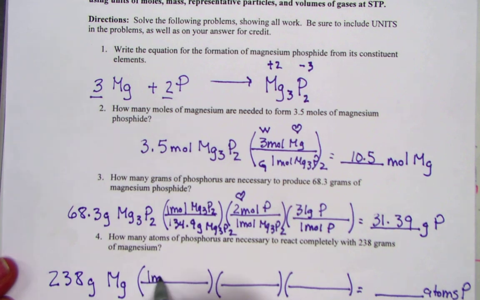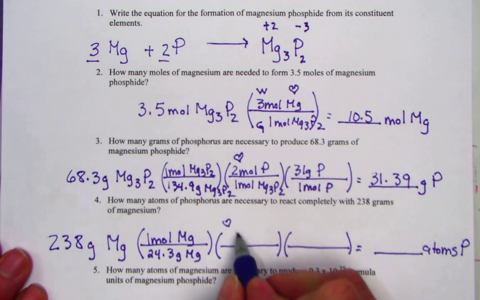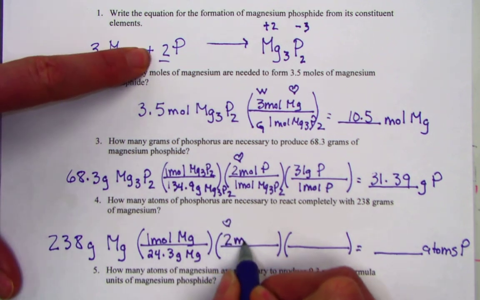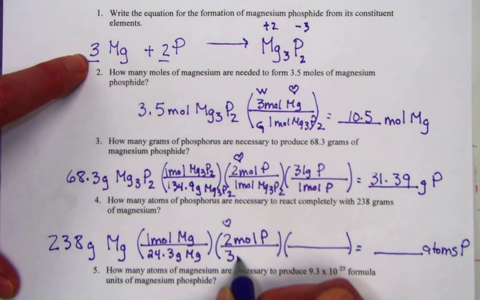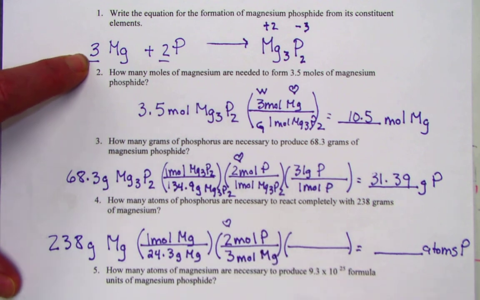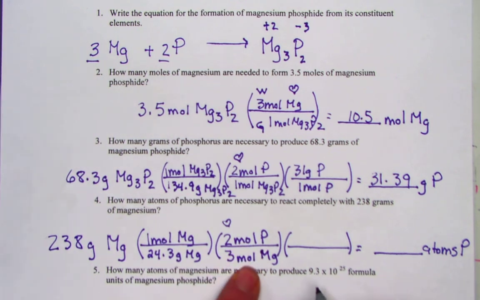In our first conversion, 1 mole of magnesium set over its atomic weight, 24.3 grams, will convert our gram unit into a mole unit. In the heart of our problem, the want over given. We want to know phosphorus. Its coefficient is a 2. From the magnesium, its coefficient is a 3. We have a 2 to 3 stoichiometric ratio. The heart of our problem is want over given.